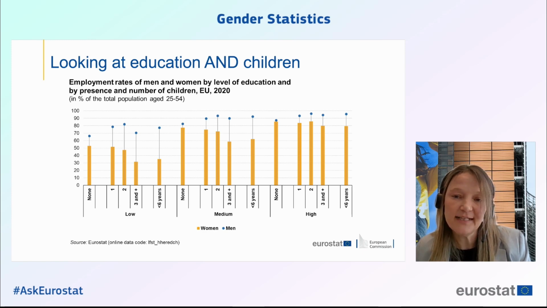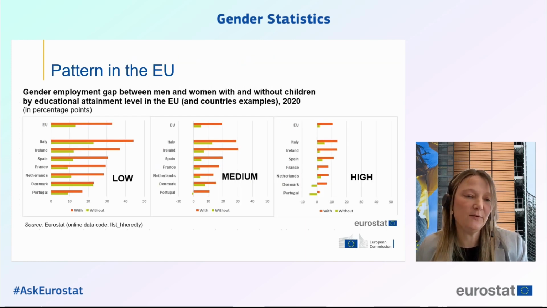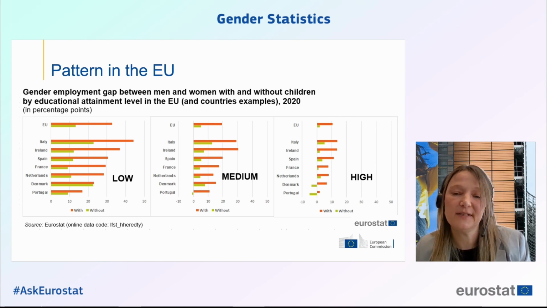And this pattern is true for each level of education. And on the next slide, I will present the pattern for the EU and some member states. So to the question, do all countries show the same difference by level of education and presence of children? The answer is that a pattern clearly exists.